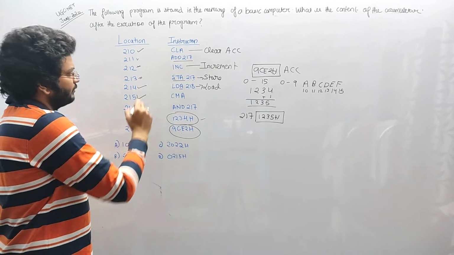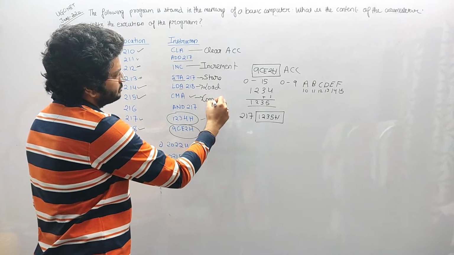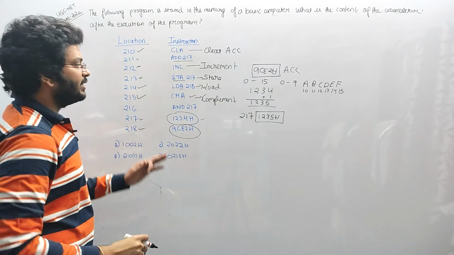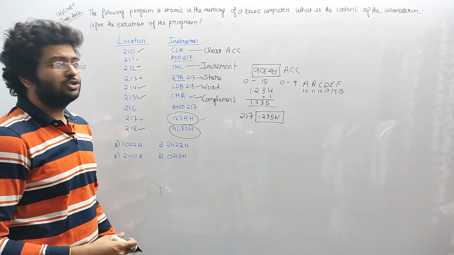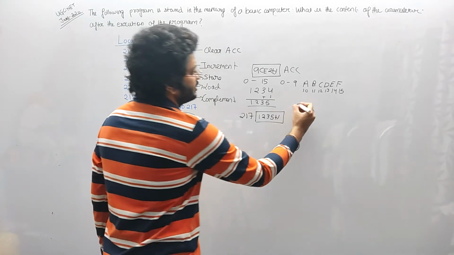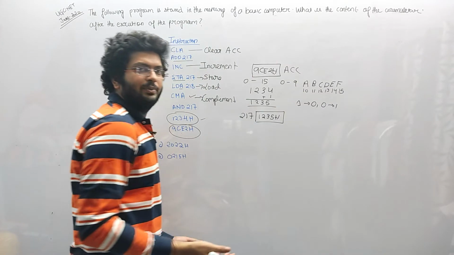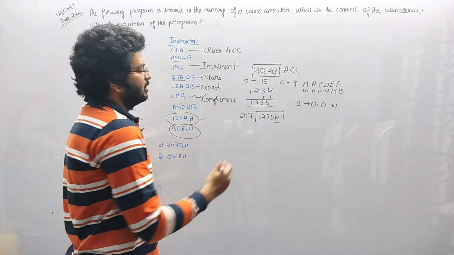Now in 215 we have CMA, complement accumulator. We have to complement the value present in the accumulator. So what is complementing? It is changing 1 to 0 and 0 to 1. This is complementing. But we have 9CE2H, which is in hexadecimal format.